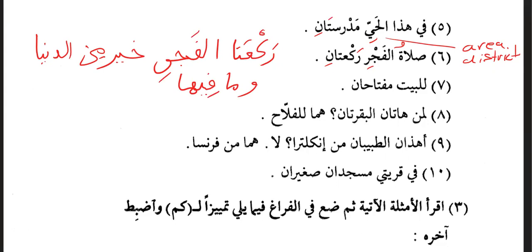So, rak'atā al-fajr. What's missing from rak'atān here? The noon. Because when the word is muthanna and it's mudaf, we take away the noon. This is just a quick point. We can't say rak'atān al-fajr; we say rak'atā al-fajr khayrun. So the two rak'ahs of Fajr, i.e. the sunnahs, are better than the whole of this world and that which is in it.